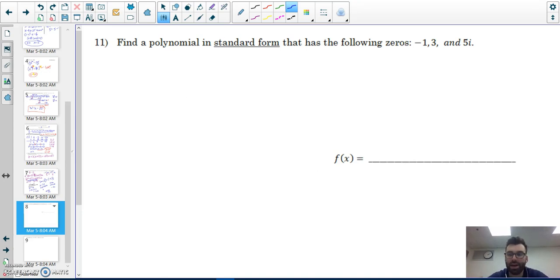Right, number 11, my last one. We got 11 and 12 here, people. Let's do this, okay? Find a polynomial in standard form that has the following zeros: -1, 3, and 5i.